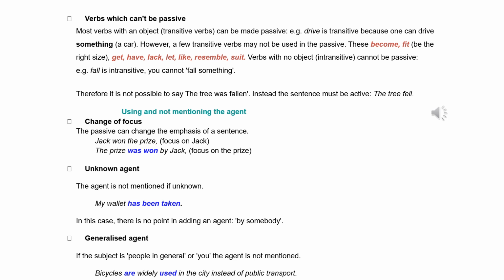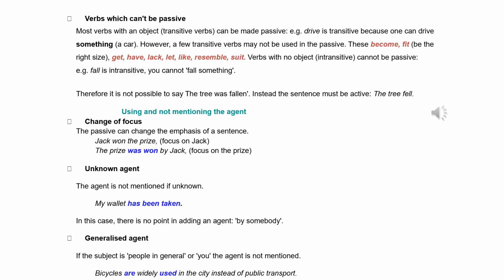Verbs with no object, intransitive verbs, cannot be passive. E.g., fall is intransitive; you cannot fall something. Therefore it is not possible to say "the tree was fallen". Instead the sentence must be active: the tree fell.